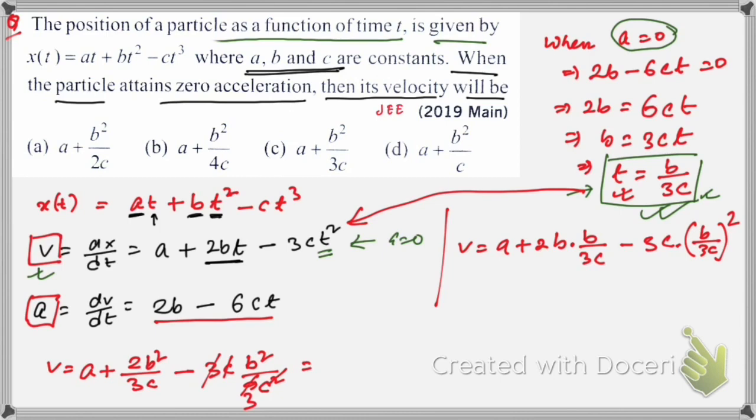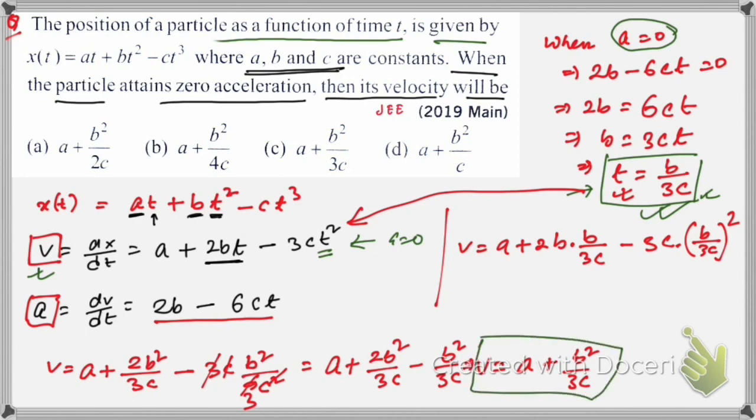So what we have got is a plus 2b square by 3c minus b square by 3c, and if you subtract these two, then you will get a plus b square by 3c. So this is the velocity we have got when acceleration is equal to 0. So which option is correct here? If you observe the options, then option C is correct, right? So hope you have understood this.